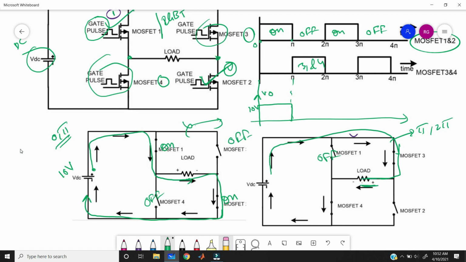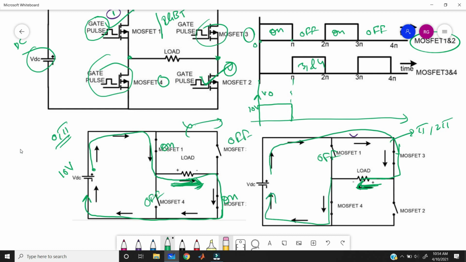You can observe the load current flowing in this direction, but before this figure the current was flowing through the load in this direction only. Here the direction is reversed, which means the load terminals are changed. That's why I'm getting the negative voltage at the output. Now current flows from the load and then through MOSFET 4, and it is a closed path like this.